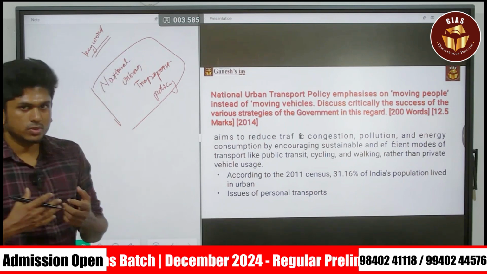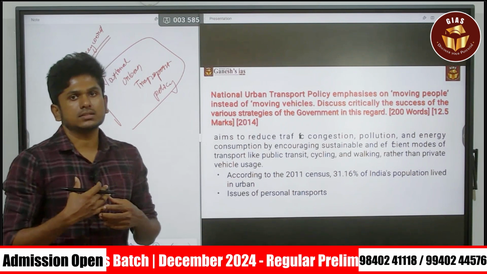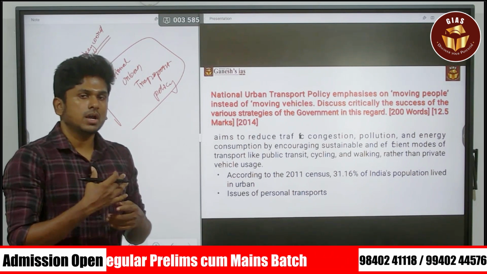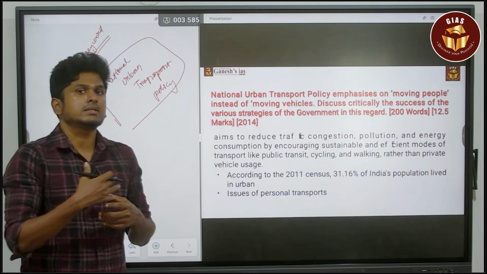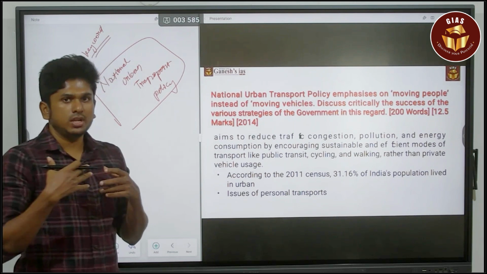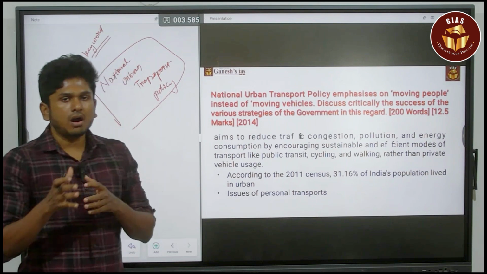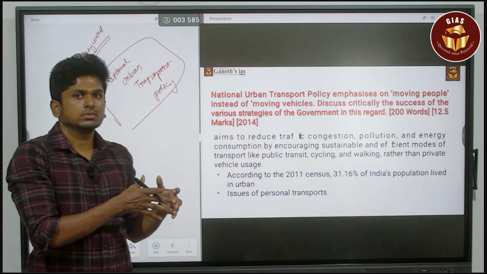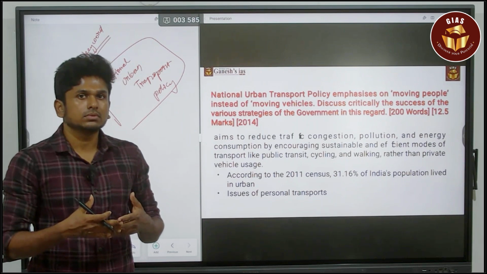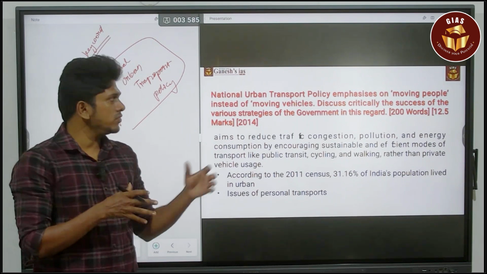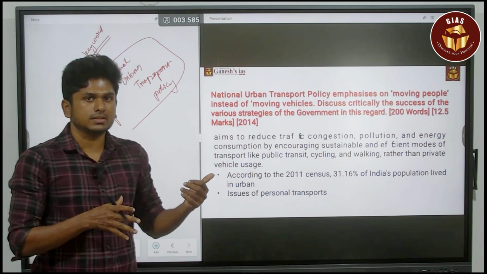When it comes to questions with "critically", you have to speak about the challenges or the opportunities, and also the government measures that have been taken. At the same time, you have to give certain suggestions. These are the things you need to give in your answer. So critically discuss means you have to give all the sides of that question, and also suggest certain measures. That is more important. These are the things you need to follow in questions like critically examine, critically analyze or critically discuss.